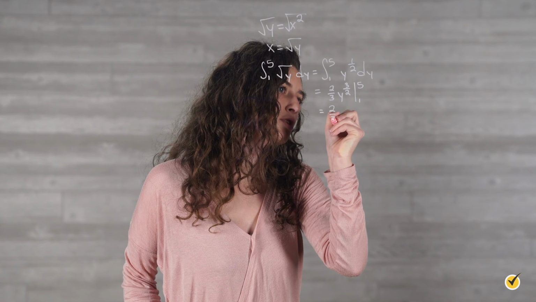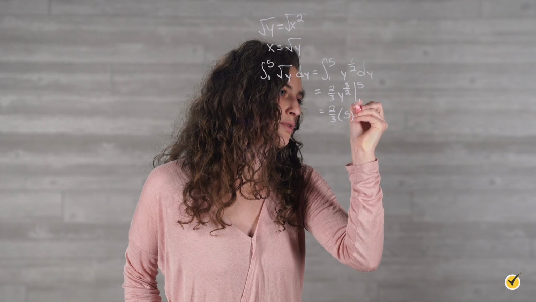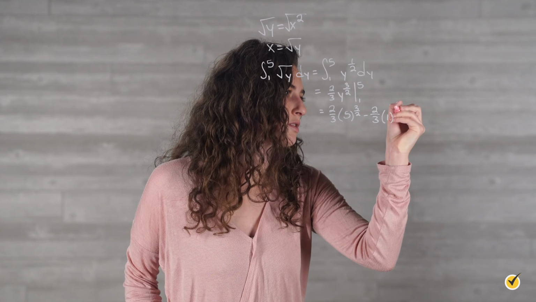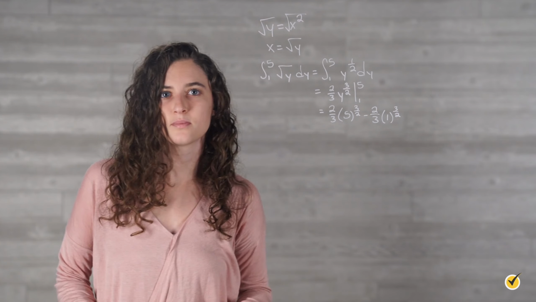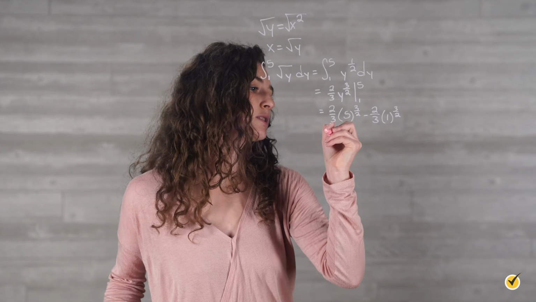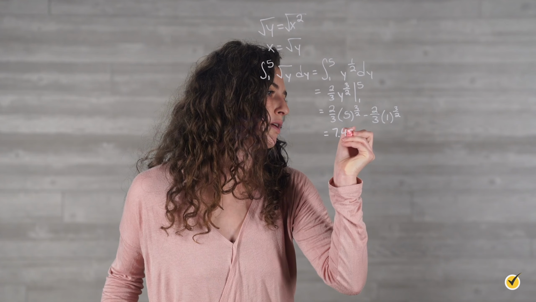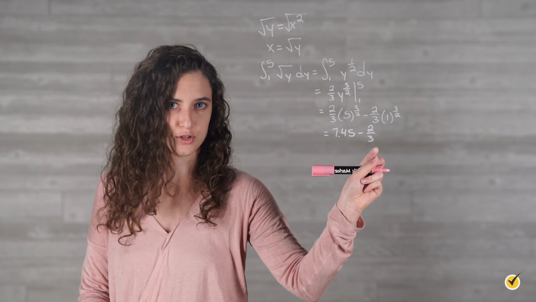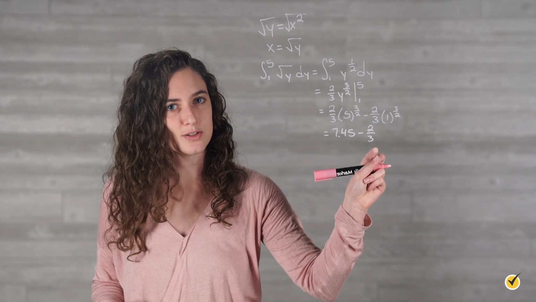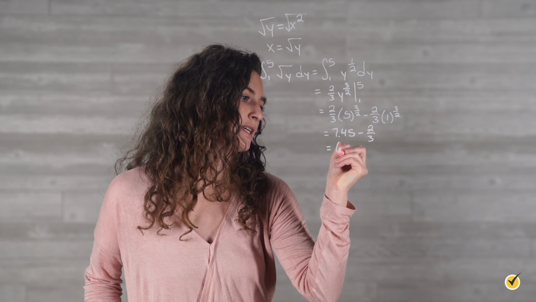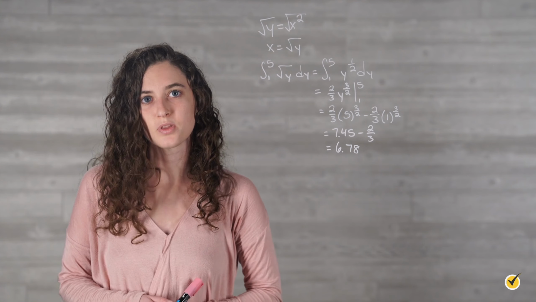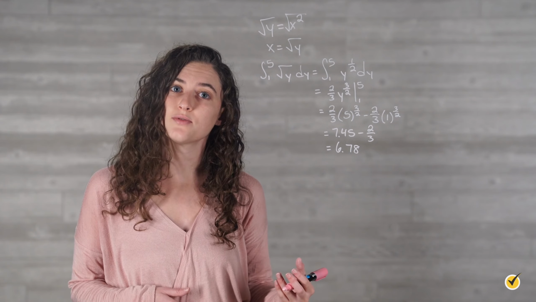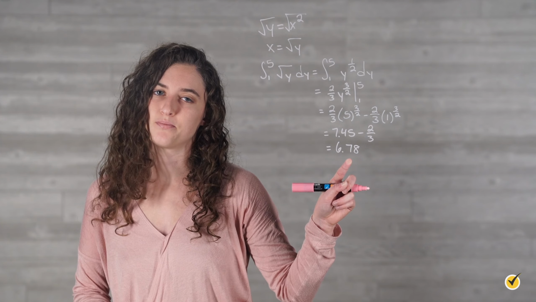So this will be equal to 2/3 times 5 to the 3/2 power minus 2/3 times 1 to the 3/2 power. If we plug this part into a calculator, we'll get approximately 7.45. And this part is equal to exactly 2/3. So we have 7.45 minus 2/3. Then we can plug this into a calculator and get an answer of 6.78. So the area to the left of x equals the square root of y, from y equals 1 to y equals 5, is about 6.78.